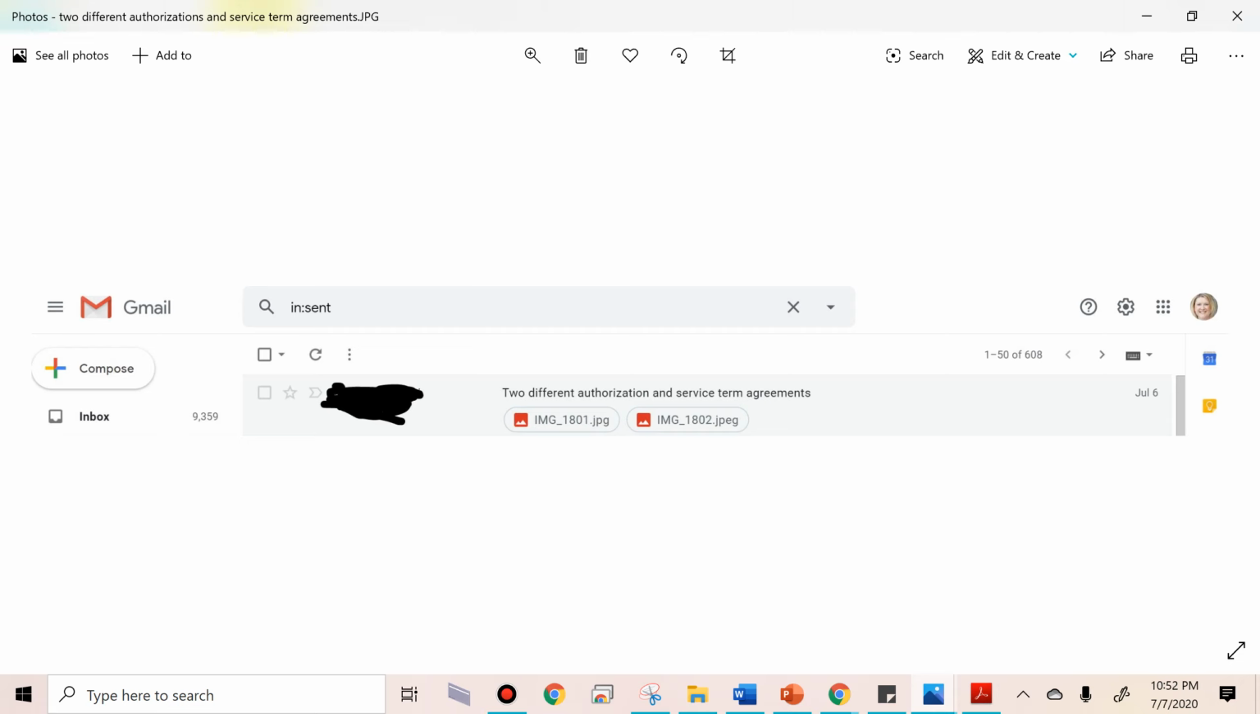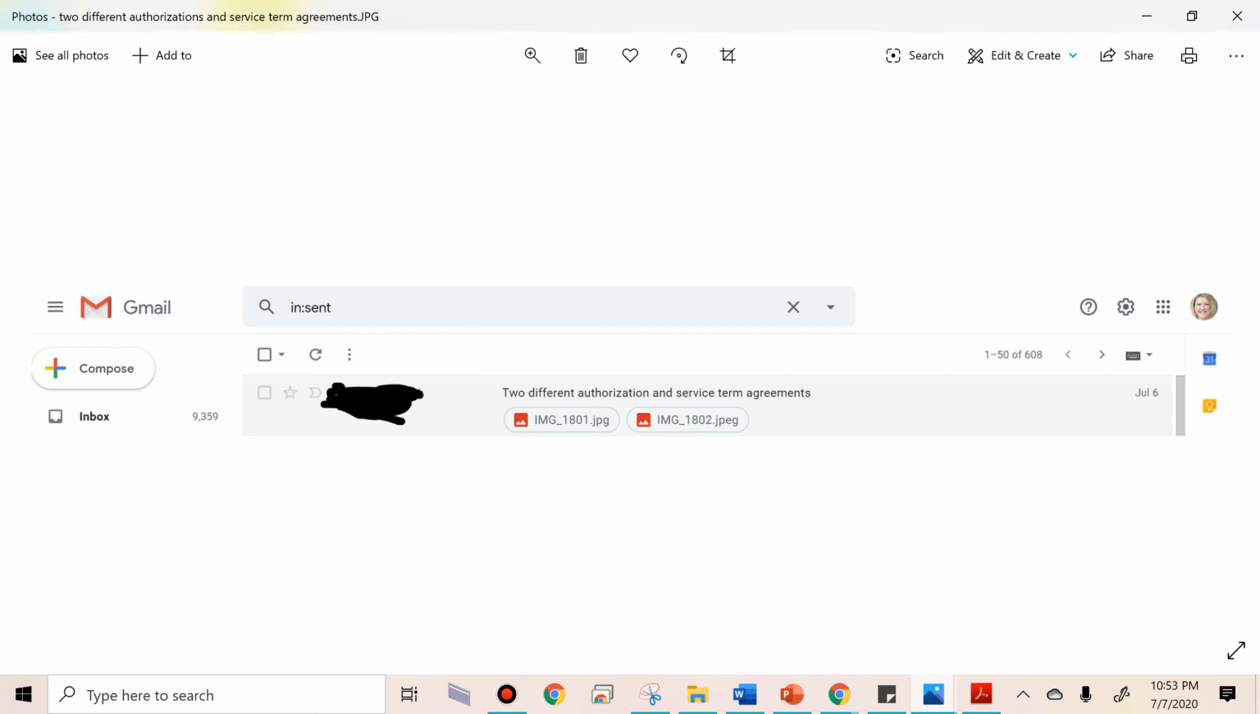They had two different authorization and service terms agreements. And actually, I emailed a picture of them to my husband to say, this seems a little off and non-transparent, to have two different forms with the very same name.